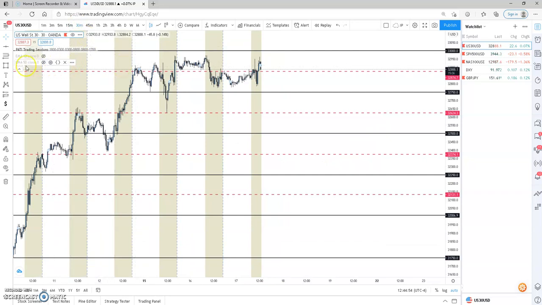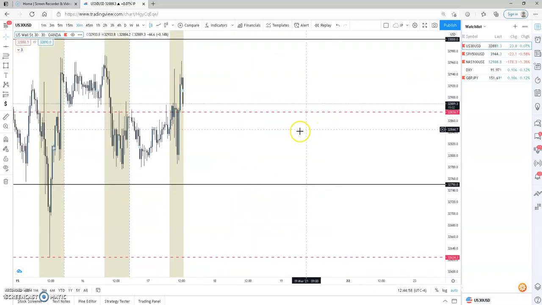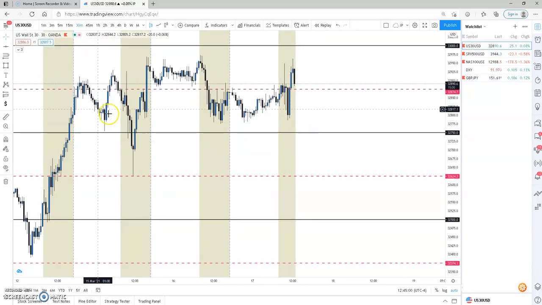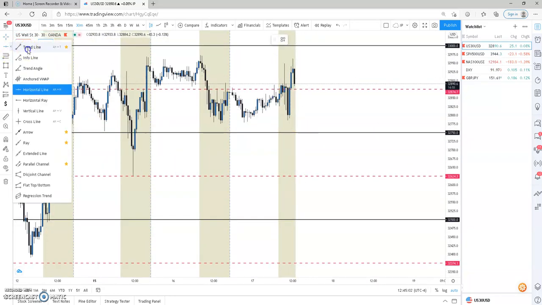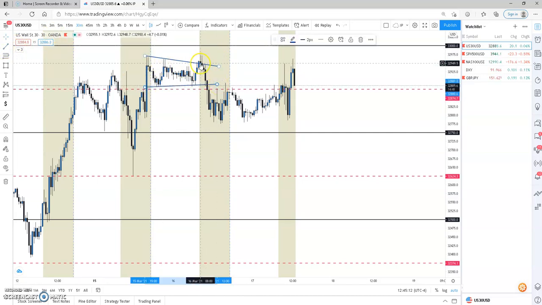Yeah, that's a 15-minute chart. So pretty much you just look for patterns. You look for patterns during the New York session. So, for example, right here, this is all Asian and London session. Then we got New York here.